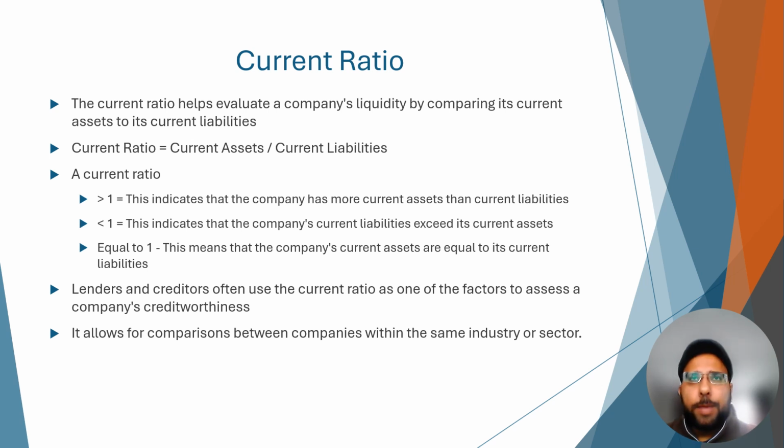Now we want to know what makes a good current ratio or a bad current ratio. So very simply, if the current ratio is greater than 1, this indicates that the company has more current assets than current liabilities. Okay, so in other words, it has sufficient liquid assets to cover any short-term obligations. So generally, anything over 1 is considered favorable. It does suggest that the company is in a strong liquidity position, and that is ideal.